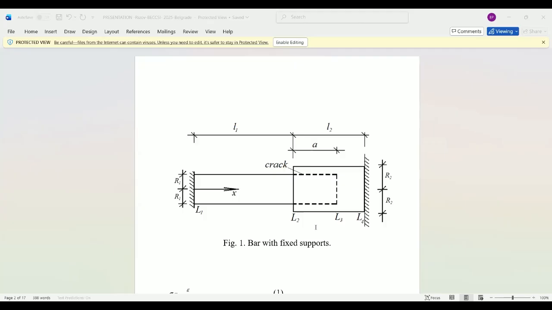This paper aims to clarify how the longitudinal fracture of continuously inhomogeneous bars with fixed supports is affected by temperature change. In particular, we considered a bar with circular cross-section. The material is continuously inhomogeneous along the bar length. The bar has two portions with different radius. Besides, the bar hosts a longitudinal crack representing a circular cylindrical surface.